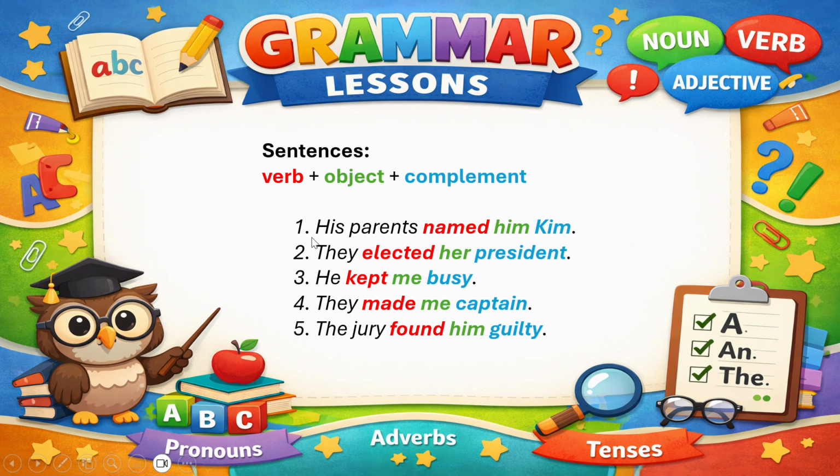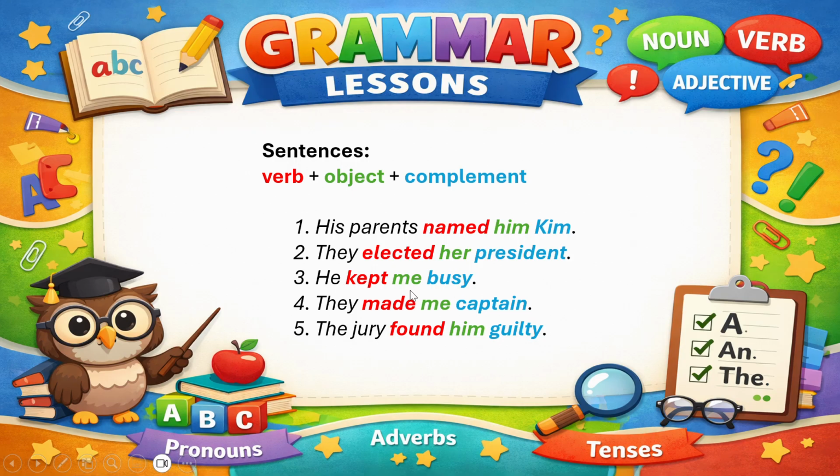For making things easy, I have changed the colors of the words like verb in red, object in green, and complement in blue. The first example is his parents named him Kim. Here, Kim is the complement and it tells us something more about him. So we will say it is object complement, not the complement of the verb. They elected her president. Here, president tells us something more about her. So it is object complement.